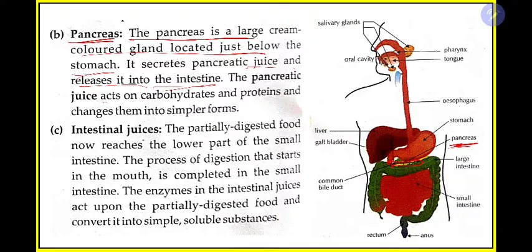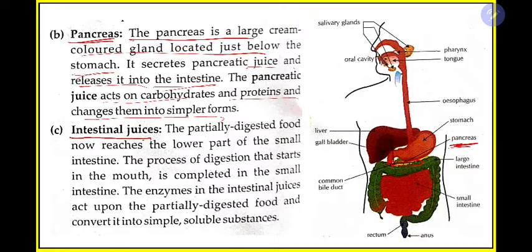The pancreatic juice acts on the carbohydrates and proteins and changes them into simpler forms. So what will this do? This will act on carbohydrate and protein and convert them into simpler forms. What is the ultimate goal of digestion? The conversion of complex food into simple food. So this pancreatic juice will convert the carbohydrate and protein into simpler forms.